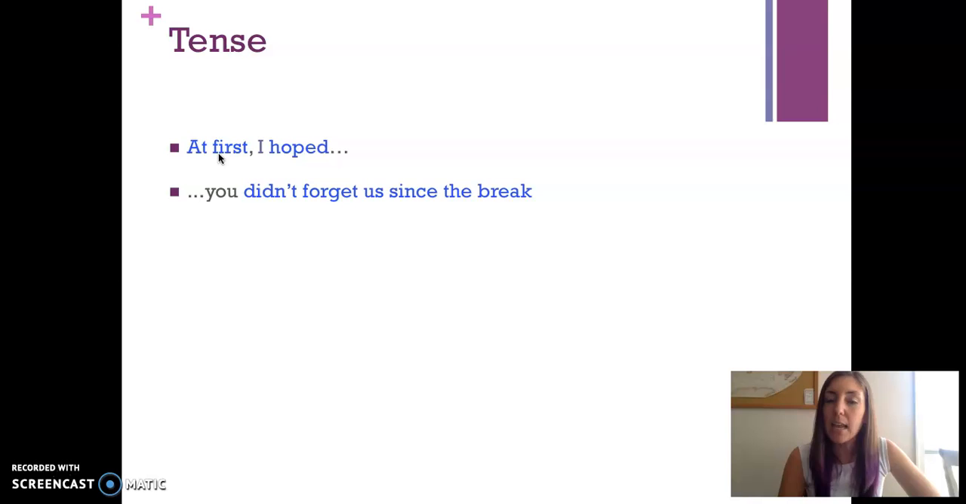Towards the end, you say that the email made you think that your instructor didn't forget us since the break. So since is a word that usually signals the present perfect tense, which if you remember is something that starts in the past and continues to now.